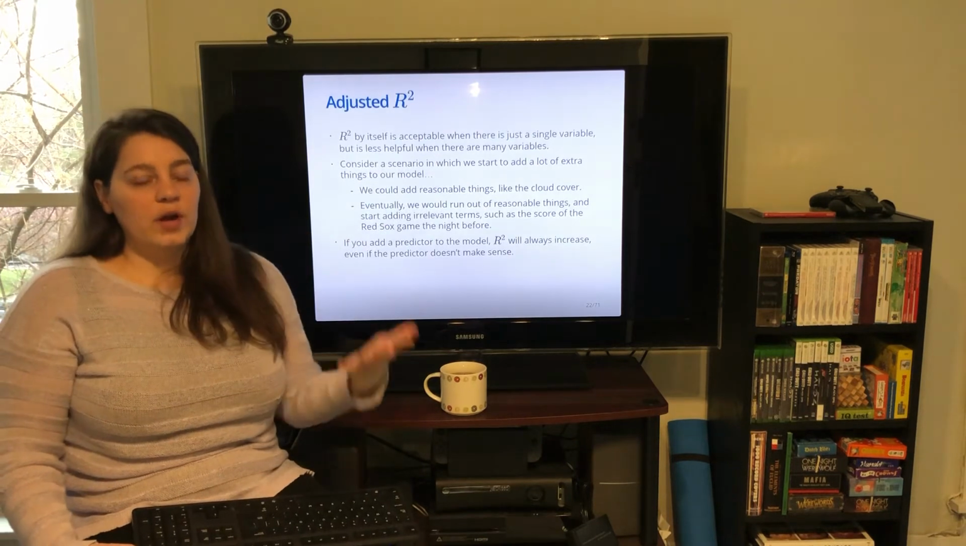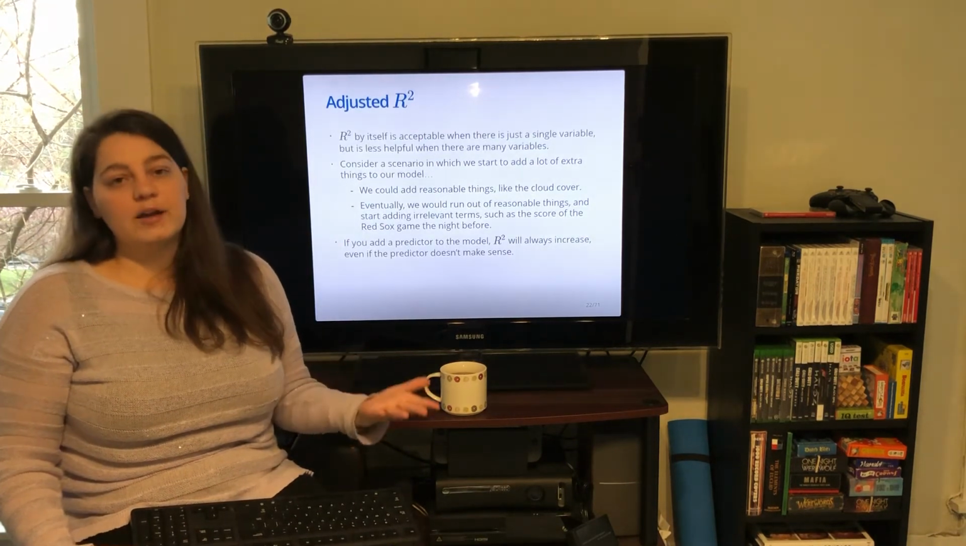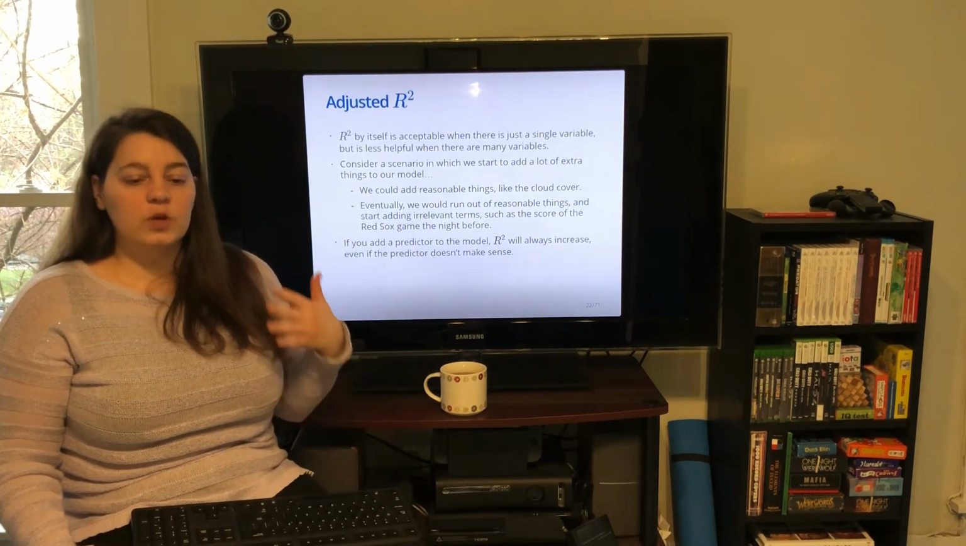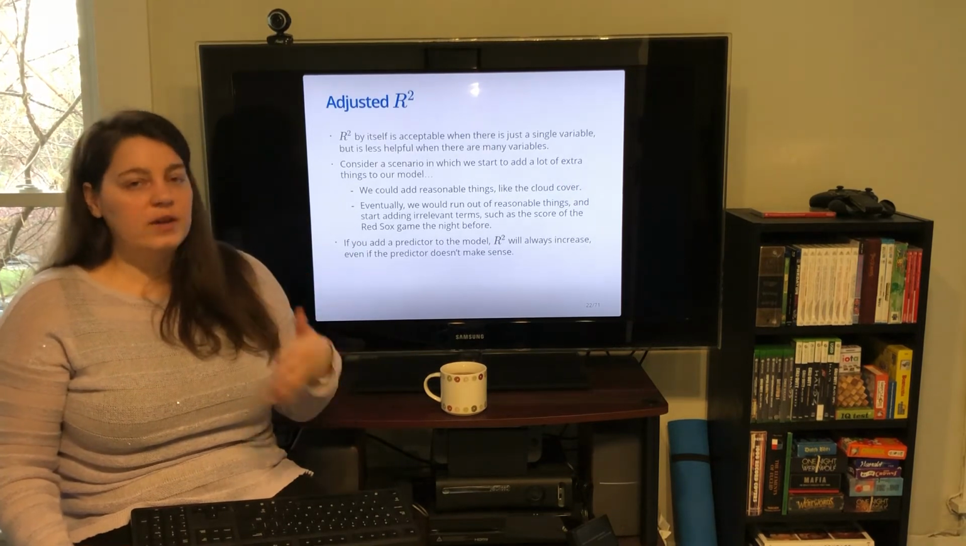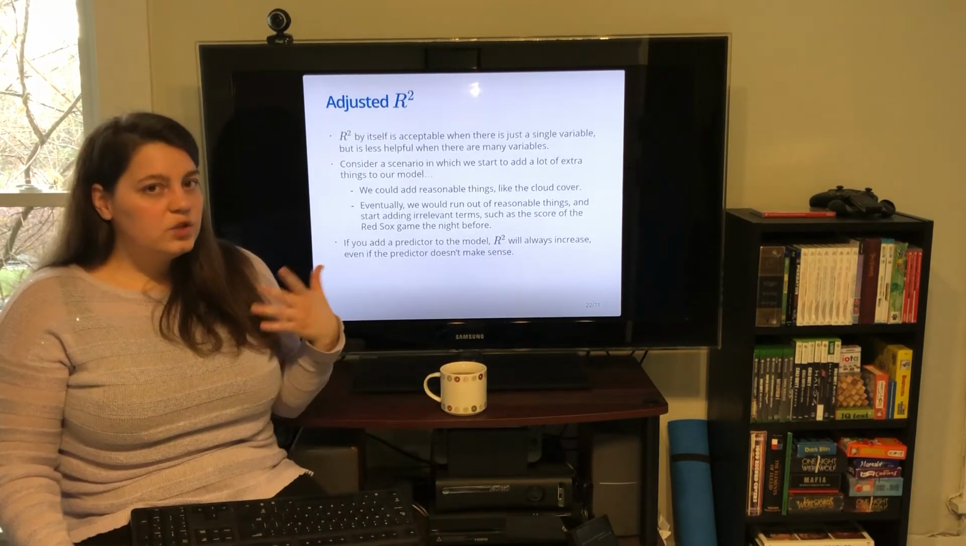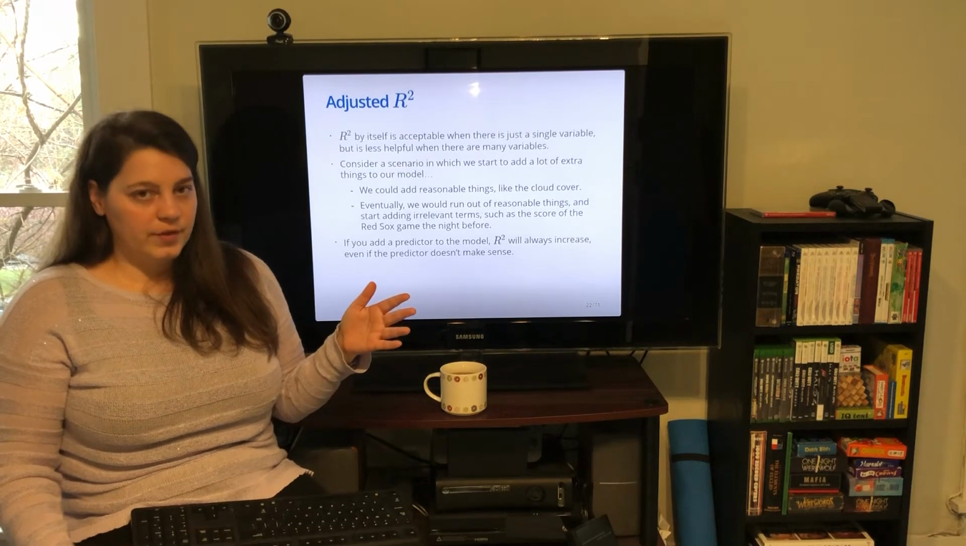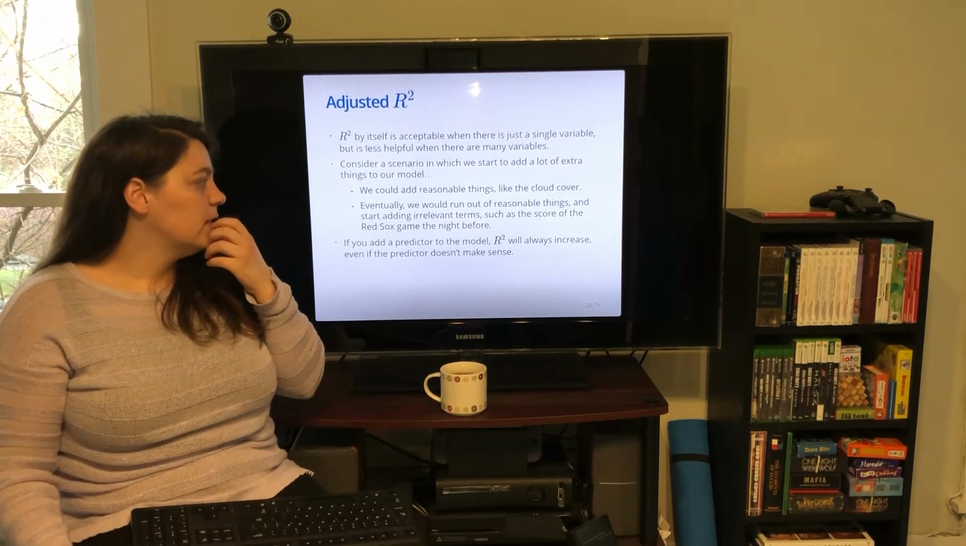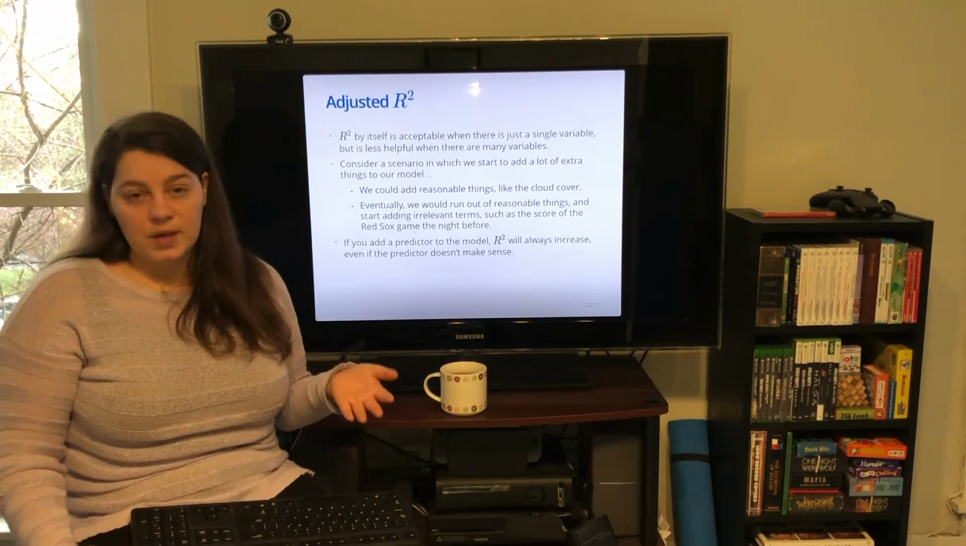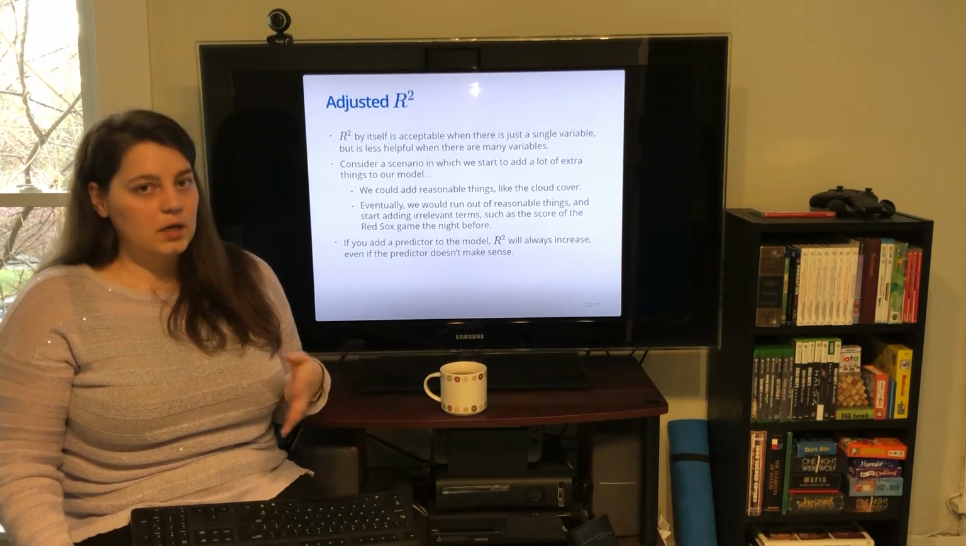We could add reasonable things. So we added whether or not it was a weekday. That's reasonable. That might actually help our response. We could add the cloud cover. We could add the rain. Those things would all be helpful. But eventually we would run out of reasonable things to add, and for some reason, we could start adding unreasonable things.